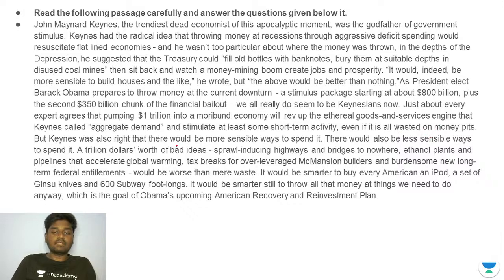But Keynes was also right that there would be more sensible ways to spend it. There would also be less sensible ways to spend it. $1 trillion worth of bad ideas, sprawl-inducing highways and bridges to nowhere, ethanol plants and pipelines that accelerate global warming, tax breaks for over-leveraged McMansion builders and burdensome new long-term federal entitlements, would be worse than mere waste. It would be smarter to buy every American an iPod, a set of Ginsu knives and 600 Subway footlongs. It would be smarter still to throw all the money at things we need to do anyway, which is the goal of Obama's upcoming American Recovery and Reinvestment Plan.